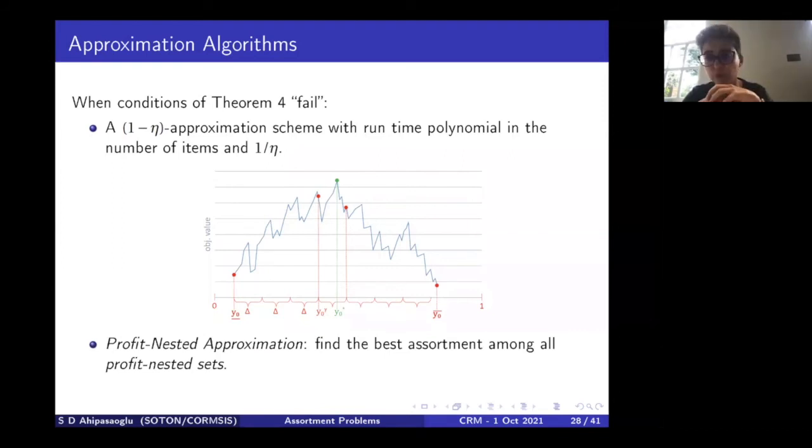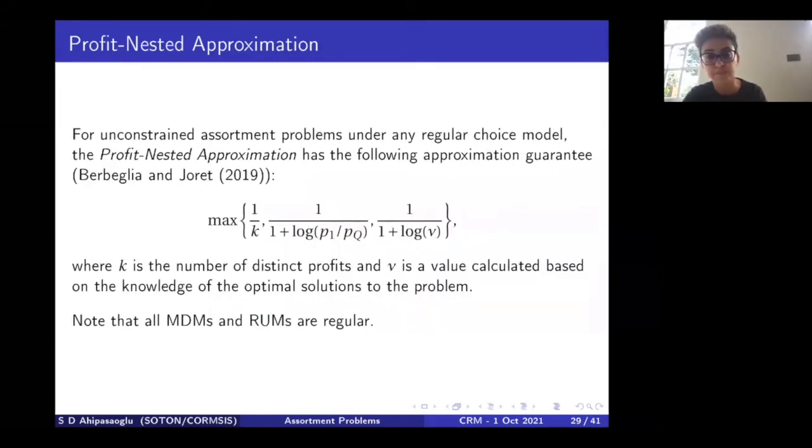Or alternatively, you can also ask, how about that profit nested approximation? You said that for certain conditions, looking at the strictly profit nested sets was a good idea. So what happens if you do that, even when the conditions fail? It turns out that it is not a bad idea, actually. If you use the profit nested sets, you do get a reasonably good approximation. And we can prove the approximation guarantee using a result from the literature, plus our own contributions.